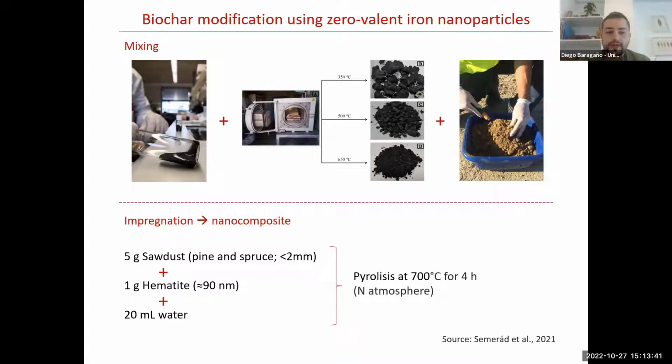And then we have the impregnation to create nanocomposites. For the nanocomposite synthesis, we used sawdust as a precursor, mixed with hematite at the nanoscale. In water, we mix this mixture for a time, then we dry at room temperature, and then we pyrolyze the mixture at 700 degrees for 4 hours in a nitrogen atmosphere. So we are generating a nanocomposite in which we have the biochar particles with the nano iron inside the pores of the carbonaceous material.